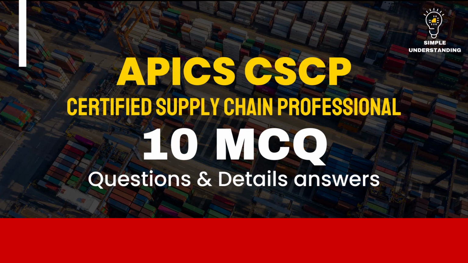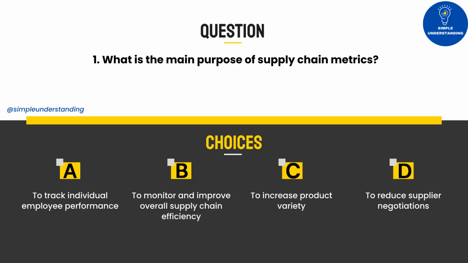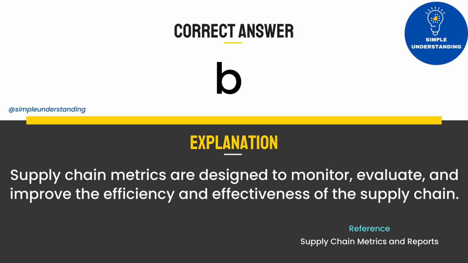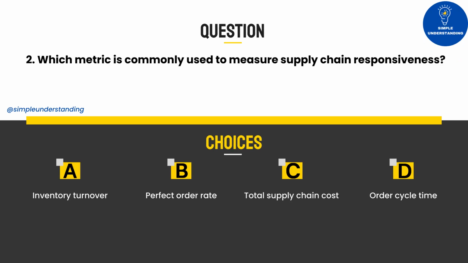Let's take a practice test for Section C. 1. What is the main purpose of supply chain metrics? A. To track individual employee performance. B. To monitor and improve overall supply chain efficiency. C. To increase product variety. D. To reduce supplier negotiations. Correct answer: B. Explanation: Supply chain metrics are designed to monitor, evaluate, and improve the efficiency and effectiveness of the supply chain.